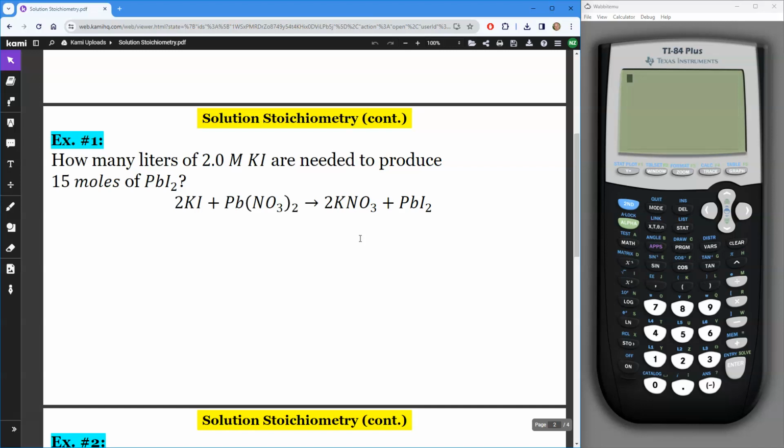which is right here. It says, how many liters of 2 molar potassium iodide are needed to produce 15 moles of lead iodide? We never want to start with molarity. So we are going to start with our moles of lead iodide. Here it is in the reaction, and we want to go to potassium iodide, which is on the other side of our reaction. So let's start with our 15 moles of lead iodide.